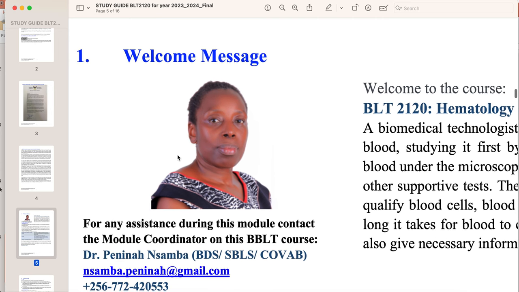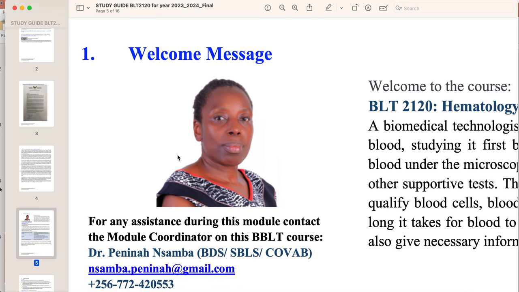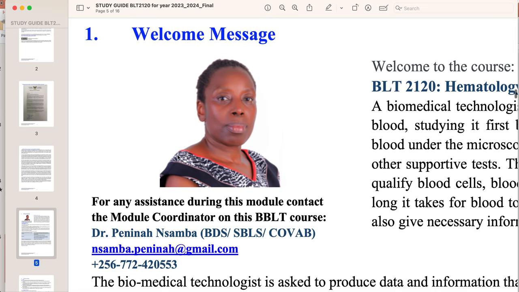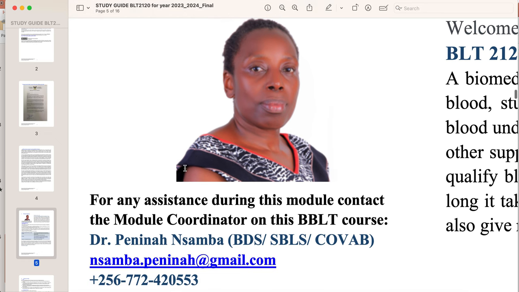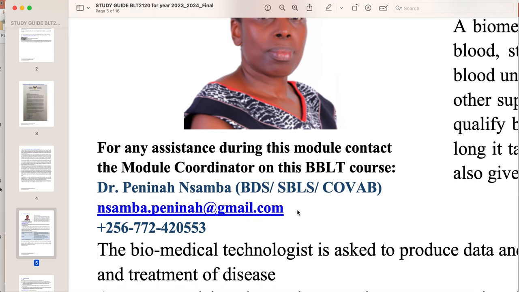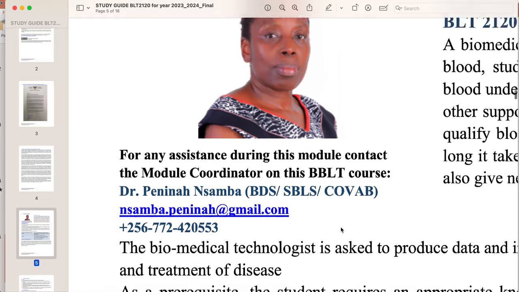Then we have a welcome message. Since you're online and you're not available to welcome the students physically, you can put there a message with an address if they want to contact you, or a phone number if they want to contact you, especially if you're going to have a WhatsApp group to help coordinate the course.